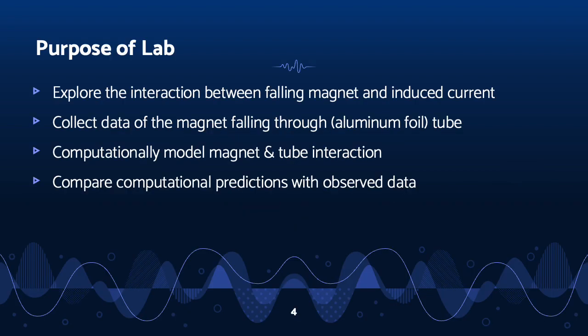The following are the purposes of the lab: to explore the interaction between a falling magnet and its induced current, to collect data of a falling magnet through an aluminum foil tube, to computationally model a magnet and tube interaction, and then to compare computational predictions with the observed data.